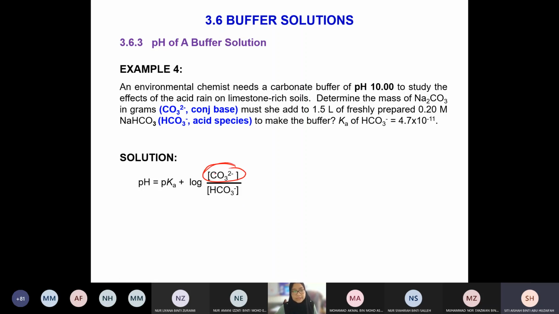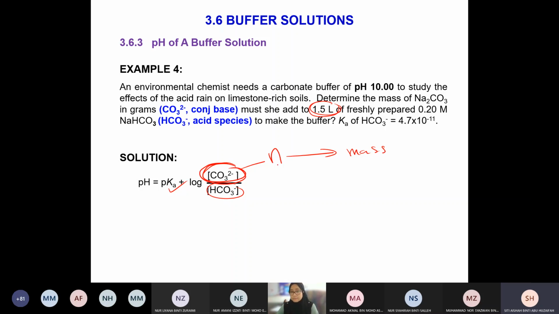But before you can calculate the mass, you have to determine the concentration first. Then from the concentration, only then can you calculate the mole, and only then can you calculate the mass. That's the plan. Ka is not a problem. This is also not a problem. HCO3 minus, not a problem because it is already given. 1.5 liters, and this is a solid, meaning let's just assume it will not affect the volume of the total solution. So the total solution will be 1.5 liters.